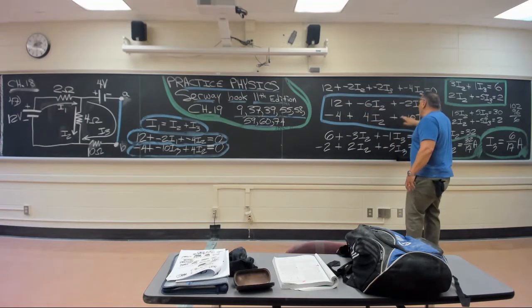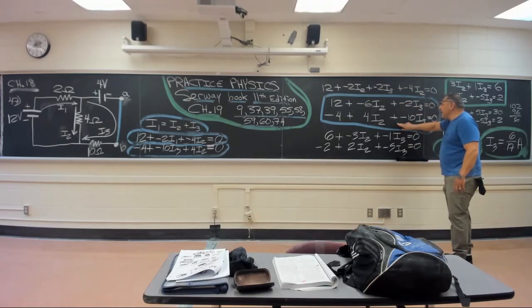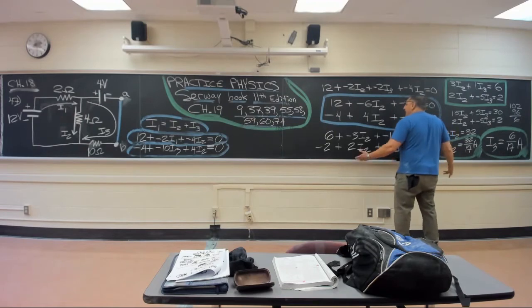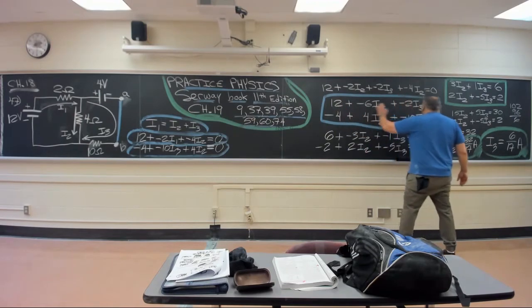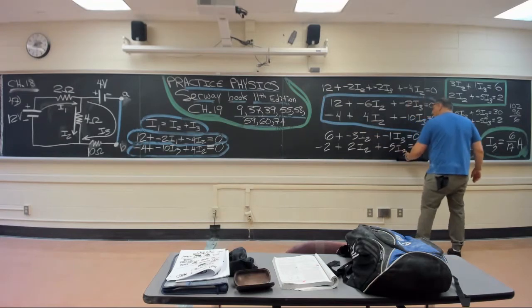I left the other one alone, and I got that. I now have 2 equations in 2 unknowns. I divided the top equation by 2 all the way across, got this. Divided the bottom equation by 2 all the way across, got that.